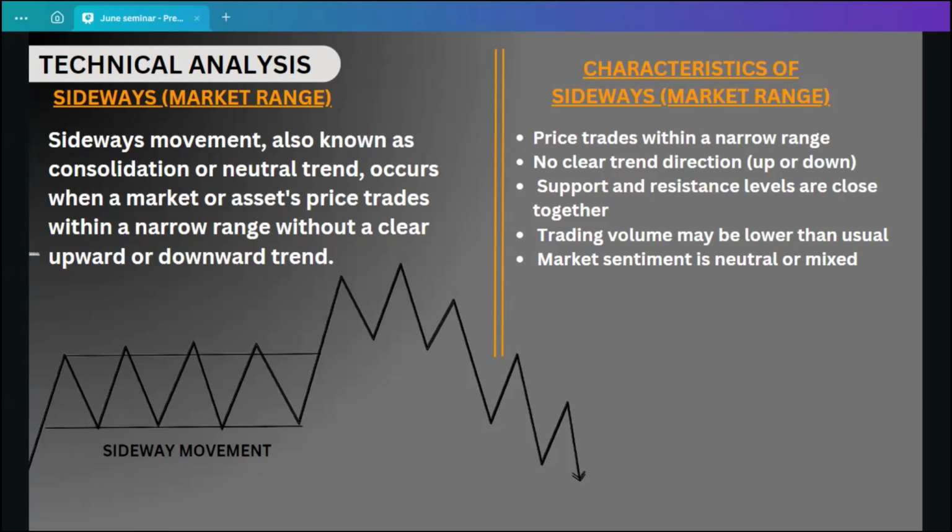Sideways movement, also known as consolidation or neutral trend, also known as a range market, occurs when a market or asset price trades within a narrow range without a clear upward or downward movement.